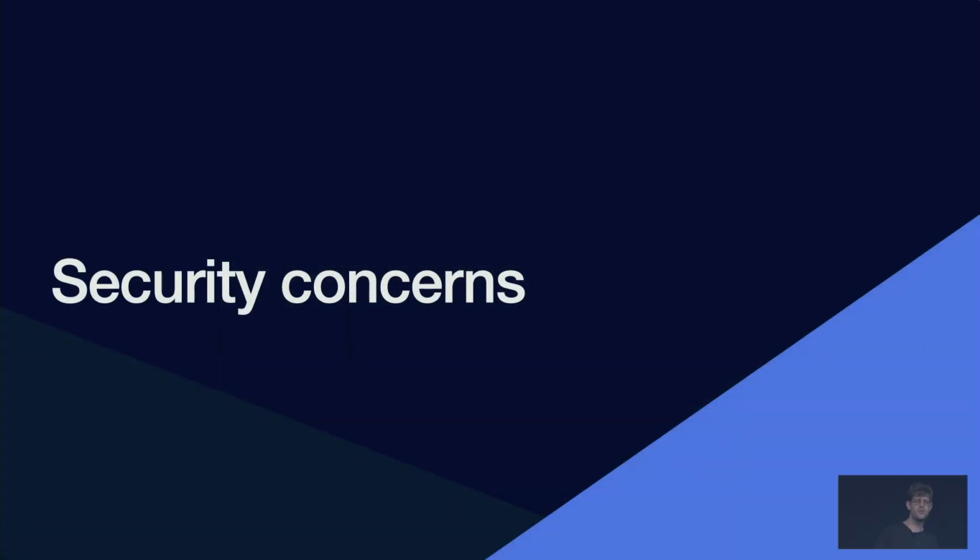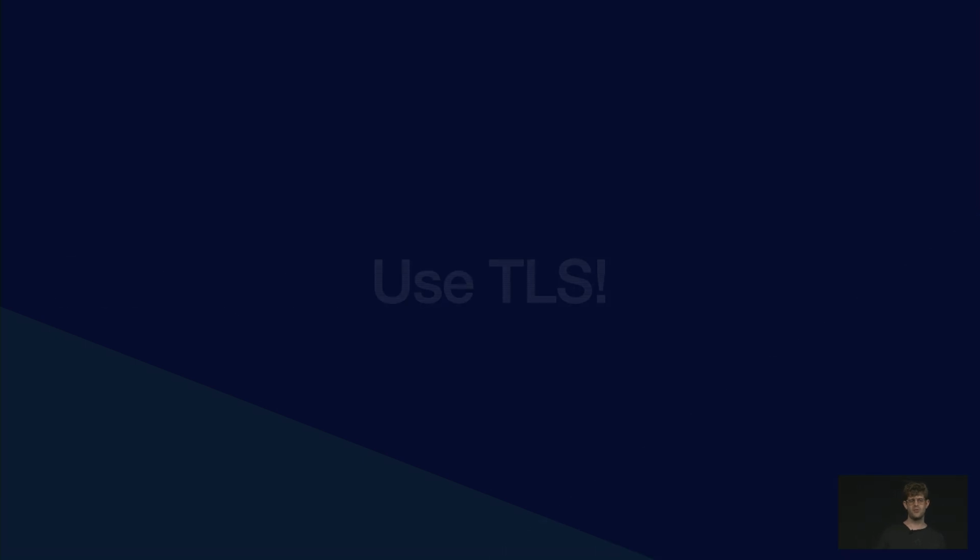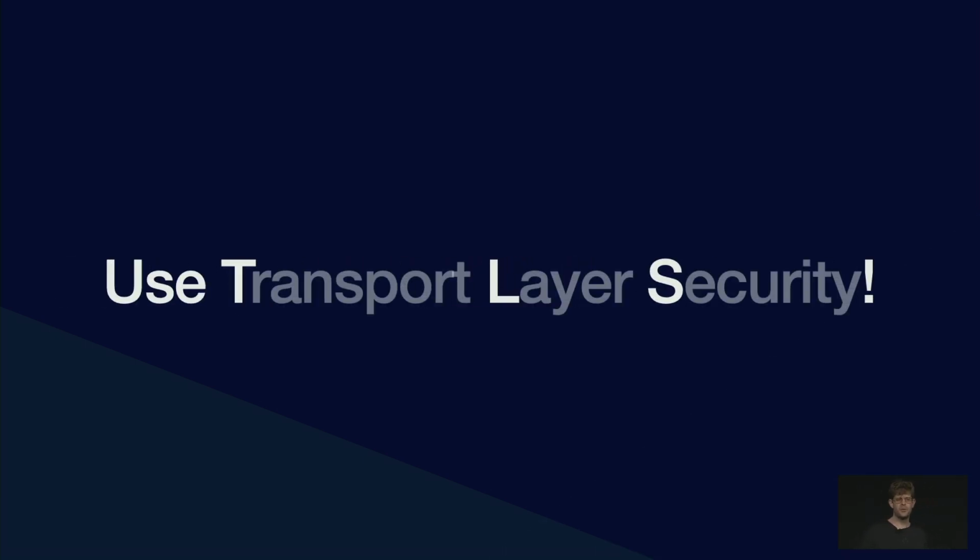Now, let's see a few security concerns that you might have. I think the most important part in security when you are publishing an API consists of one thing: using TLS. TLS stands for Transport Layer Security. That's pretty much the S in HTTPS, and it's enforced by all modern systems.